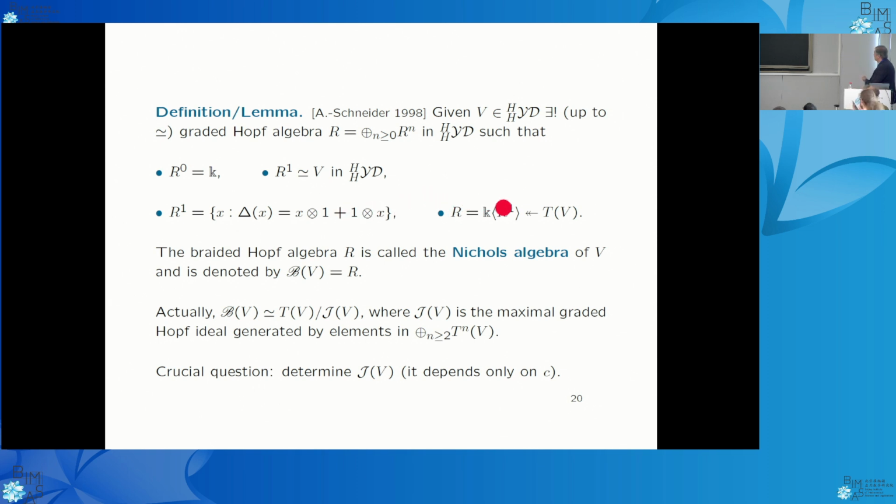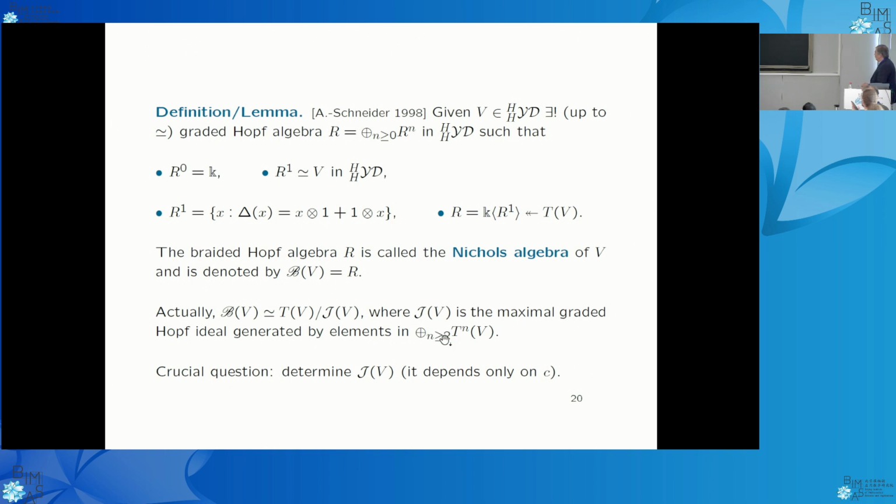And since R generates the algebra, you have a projection from T of V to R, and this projection is homogeneous, preserves the components, and is, as a matter of fact, a morphism of Hopf algebras. This unique R is called the Nichols algebra of V and is denoted by B of V. And actually, this B of V can be presented as the tensor algebra divided by the maximal graded Hopf ideal generated by elements of degree bigger or equal than 2.